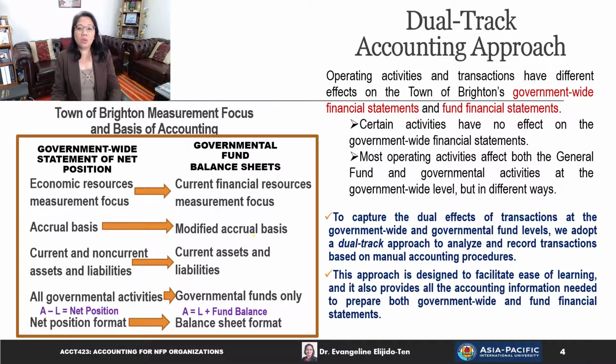So in showing you the illustrative examples, take note that we are using the dual track approach to analyze and record transactions, and this is based on manual accounting procedures. Now, this approach is designed for when you're learning the transactions and how they are recorded. The dual track approach will facilitate easy understanding and learning. That's one reason. The second reason is that it provides all the accounting information needed to prepare both the government-wide financial statements as well as the fund financial statements.